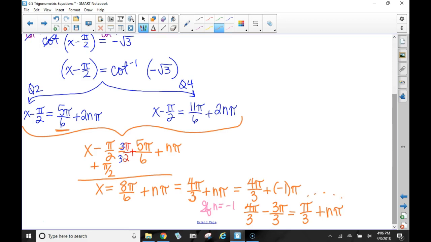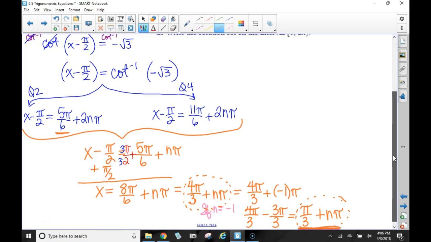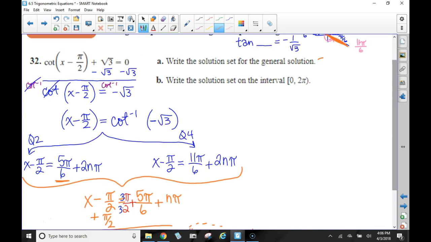So even though this and this describe the same set of angles, they're probably going to want you to give this one because it's the smallest positive angle as the lead term. Okay? So that's what we're going to use for the general solution on part A. So on part A, it's the set of all values of x such that x is equal to pi over 3 plus n pi. That's our answer for the general solution.